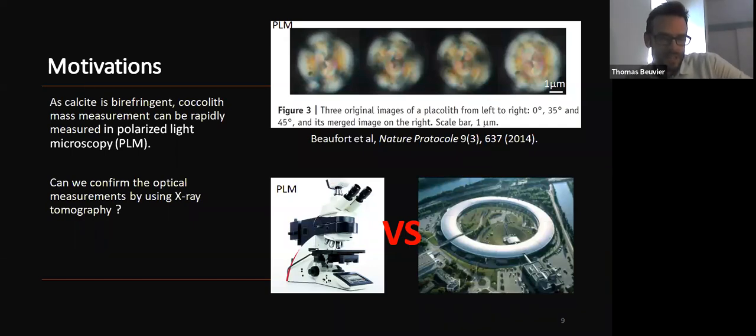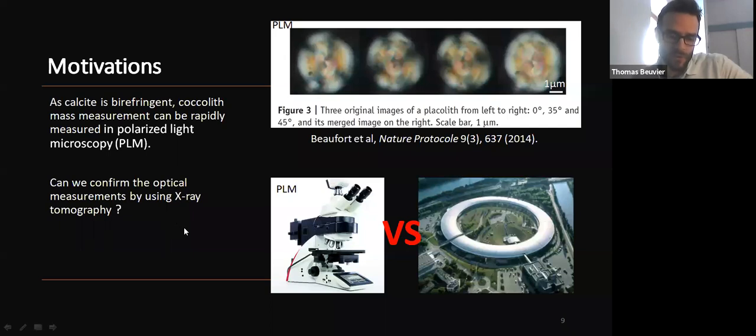To measure it is very challenging because the mass of the coccoliths is in the order of a few picograms. So the method which is used now is polarized light microscopy. This method takes advantage of the birefringence of calcite to measure the intensity in cross-polarization.